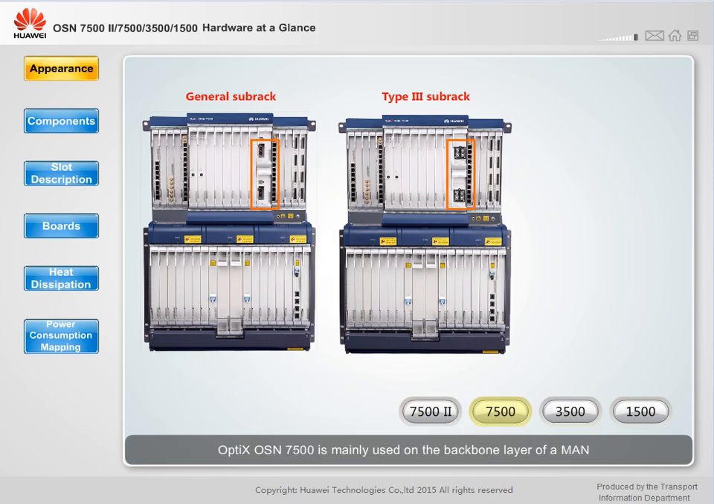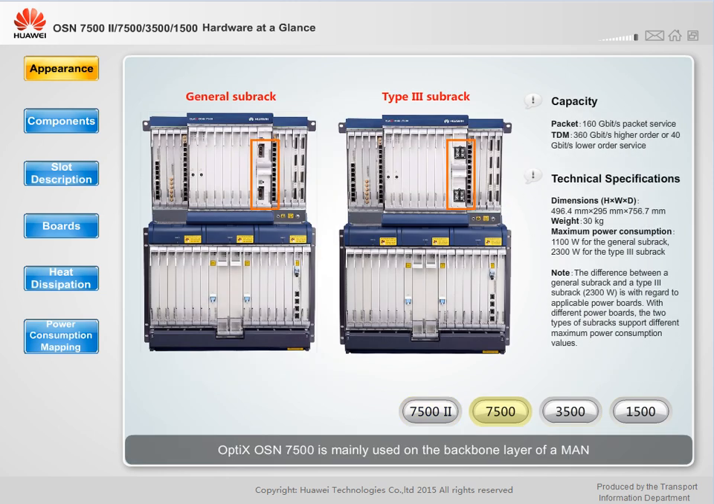OptiX OSN 7500 is mainly used on the backbone layer of a MAN. There are two types of OptiX OSN 7500 subracks, namely Common Subrack and Type 3 Subrack, 2300 watts. The two types of subracks support different power boards, so their power consumptions are different. A single subrack supports a maximum of 160G packet capacity, 360G SDH higher order, and 40G SDH lower order capacity.